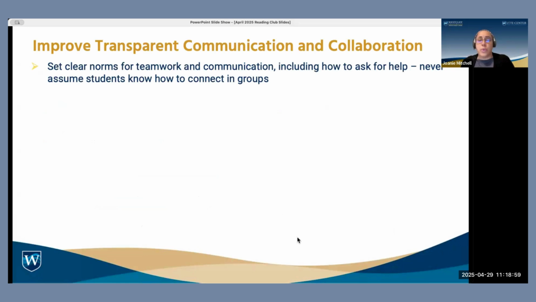But really, just a few quick tips here for you. Set clear norms for teamwork, including how to ask for help. Never assume that your students know how to connect in groups. And this is so important at a university like ours, where we have the level of diversity that we are so fortunate to have. But really understand that from day one, students need to know, okay, what does it look like to work in groups?